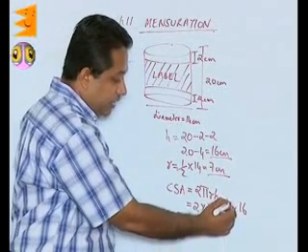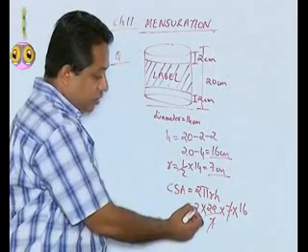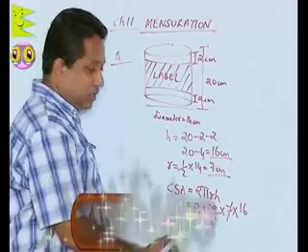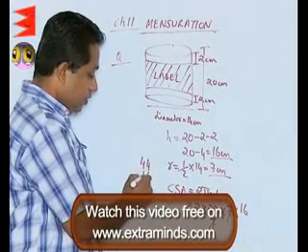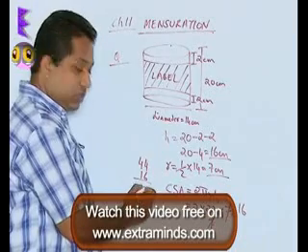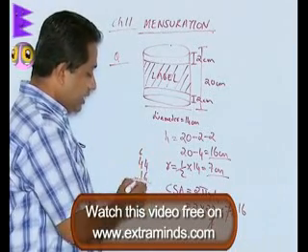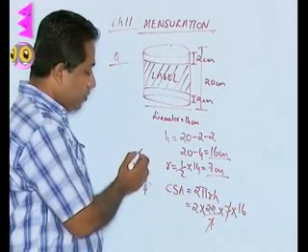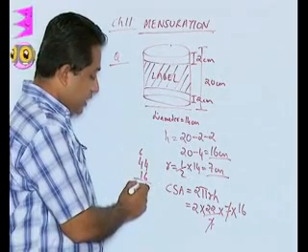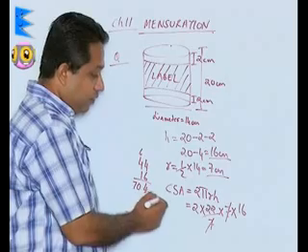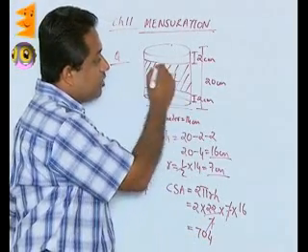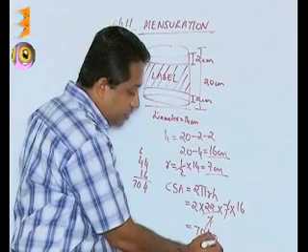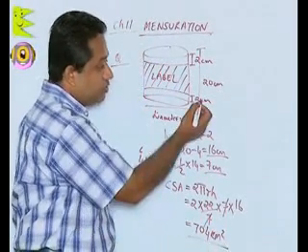Here we find that 7 gets cancelled. So 2 into 22 is 44. 44 has to be multiplied by 16. 16 fours are 64, 4 and 6 carried. 16 fours are 64 plus 6, 70. So we get 704. So the area of this label will be 704 centimeter square.